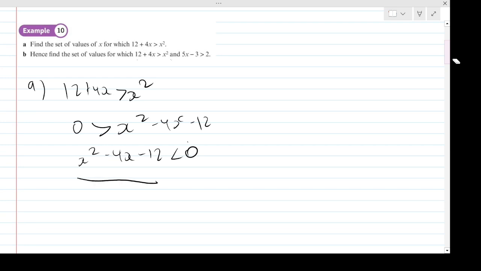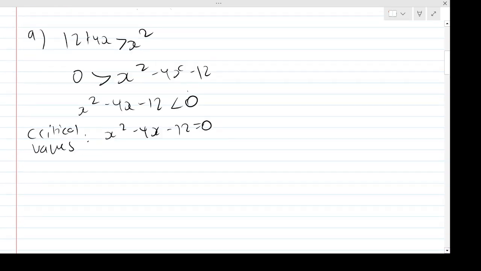And then to solve this inequality, we need to sketch the quadratic. To do that, we need to find the critical values, which means basically we set it to 0. So x squared minus 4x minus 12 equals 0. So basically just finding the roots, okay? But this is the terminology we use. If we factorise, we would get (x minus 6)(x plus 2) equal to 0. So x equals 6 or x equals minus 2.